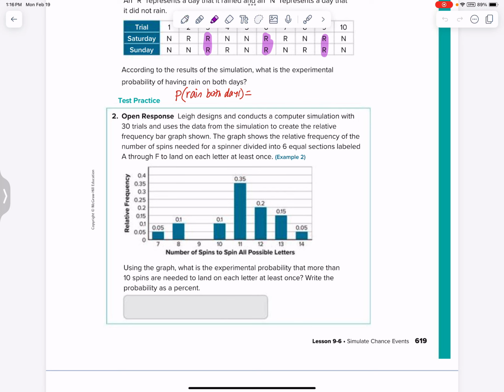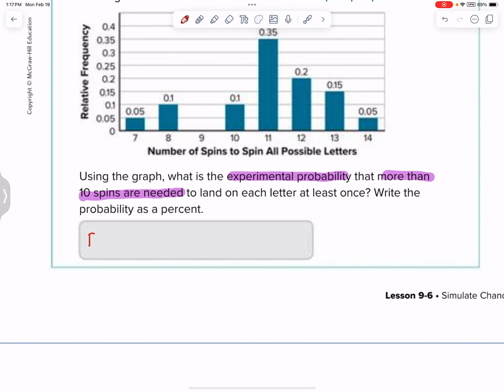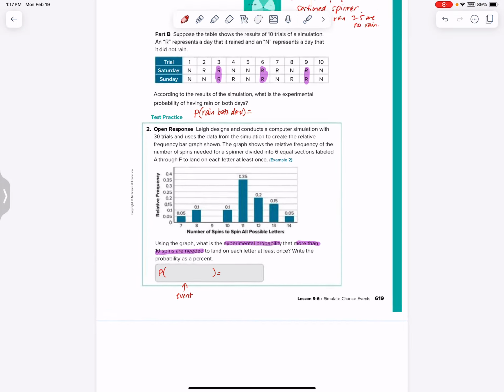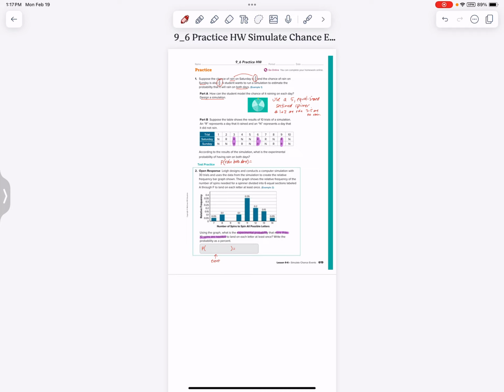Using this graph, what is the experimental probability that more than 10 spins are needed to land on each letter? Write the probability as a percent. And remember, you need to write probability of the event equals, and write it as a percent. This is where you put in the event. You're going to have to do this for the test too, so be aware of that. All right, go ahead and work on that and let me know if you have any questions.